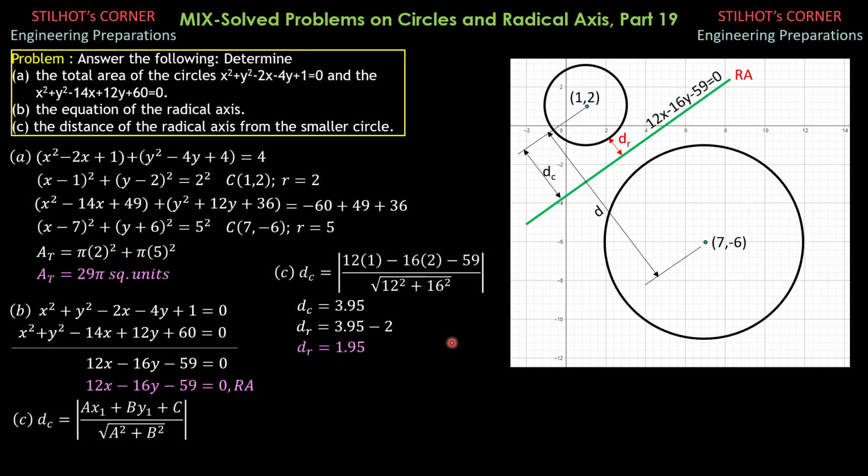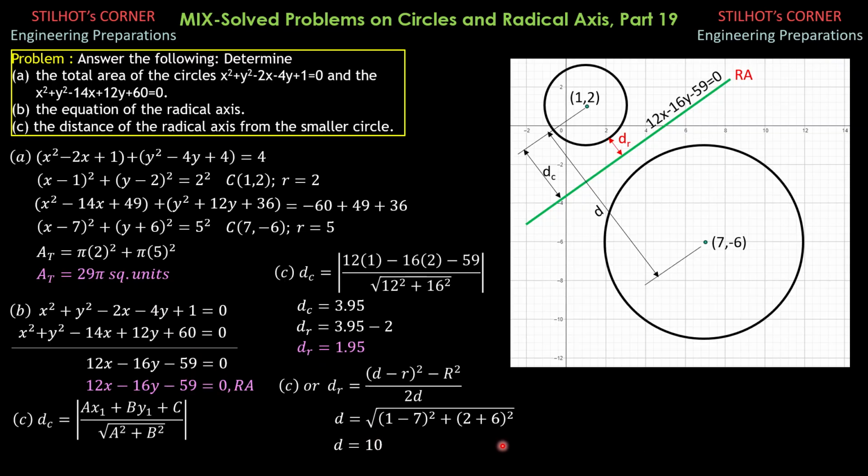For the derived expression for d sub r, it is quantity d, this d here, minus the radius of the small circle squared, minus the radius of the bigger circle squared, all over 2d. That's the formula which I derived. Look at the derivation in the preceding videos. Then d is the square root of quantity 1 minus 7 squared plus quantity 2 minus negative 6 squared. So quantity 1 minus 7 squared plus quantity 2 plus 6 squared, that's 8. This is 6, so d is the square root of 100 or 10 units.